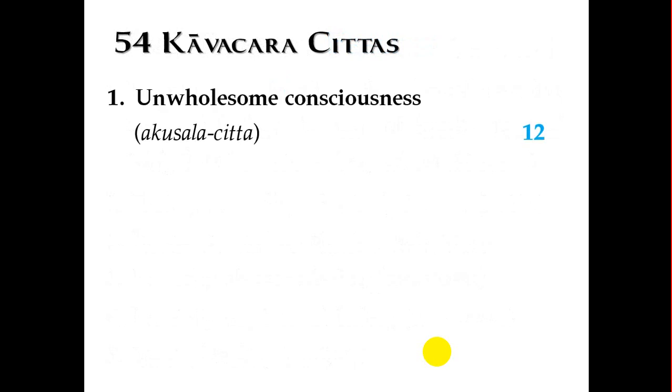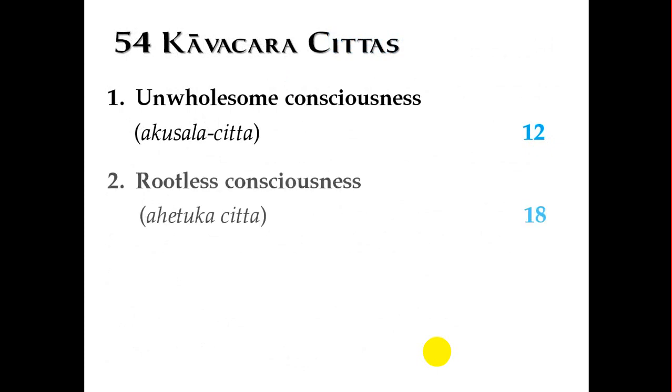Number one, unwholesome consciousness, akusala citta. We have 12 unwholesome consciousness. Number two, rootless consciousness. We have 18 rootless consciousness. So there's no root. We have three types of root, right? Three types of unwholesome root: lobha, dosa, moha. Three types of wholesome root: alobha, adosa, amoha. So these consciousness have nothing to do with those roots, right? Therefore it is called rootless consciousness.